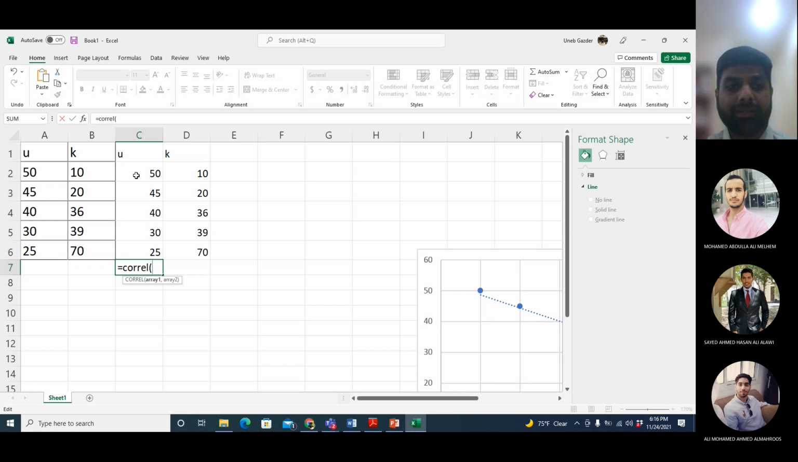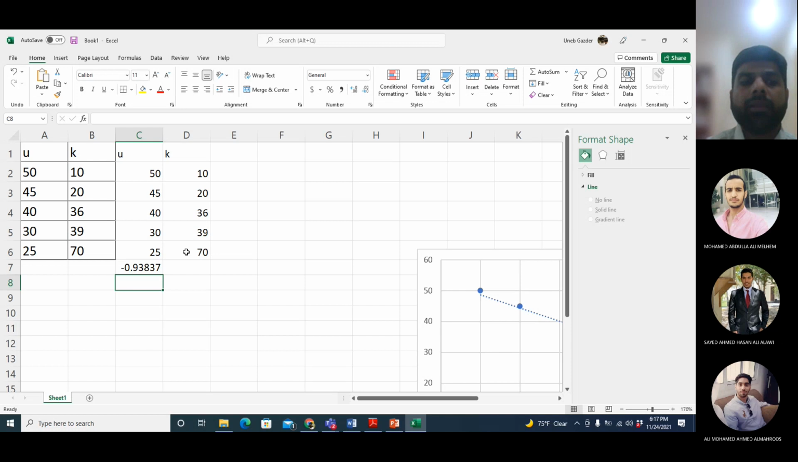You select the first parameter values. Order is not important; you can select u or k first, whatever you want. Select the first parameter values, put a comma, then select the second parameter values and close the bracket. So you can see the correlation here.